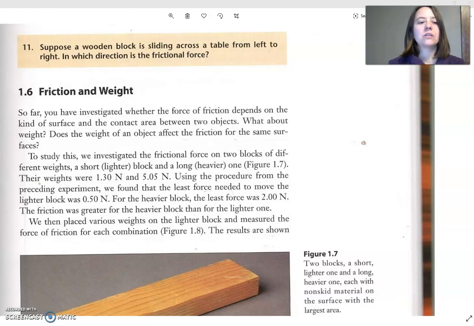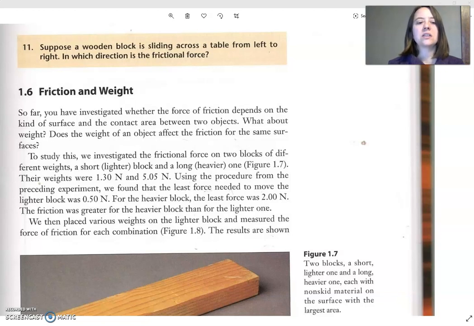So far, you have investigated whether the force of friction depends on the kind of surface and the contact area between objects. Well, it depends on the type of surface, and the force of friction does not depend on the area of contact between two objects. What about weight? Does the weight of an object affect the friction for the same surfaces?